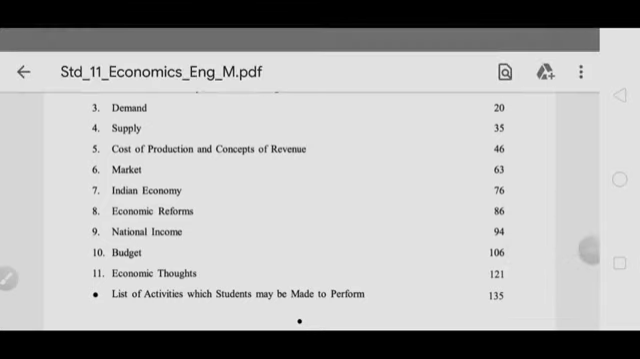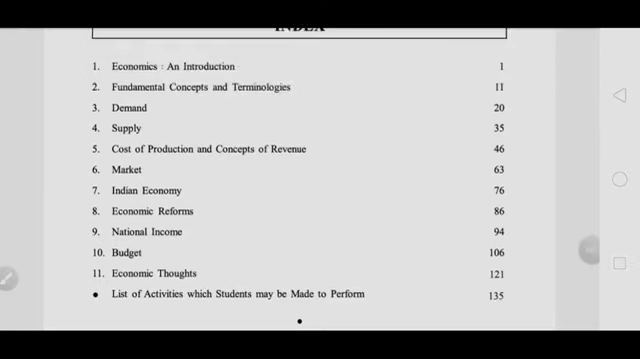Let us start with the basic introduction of all these chapters.